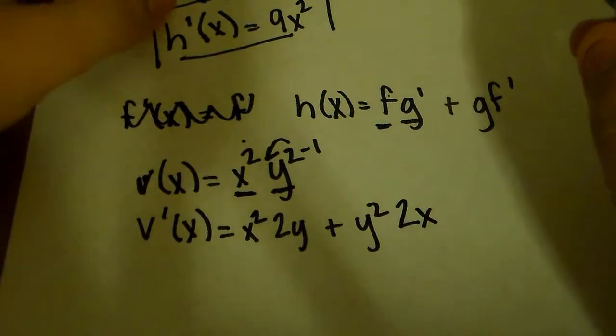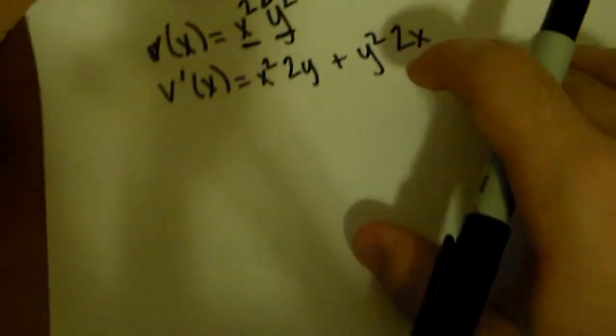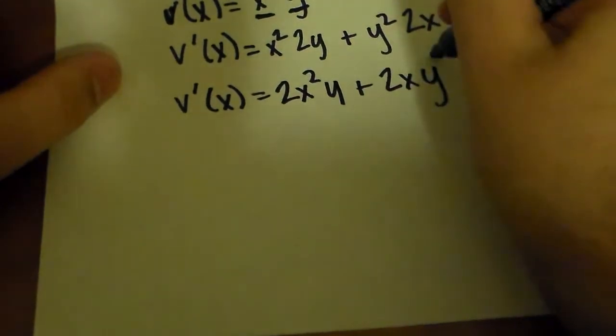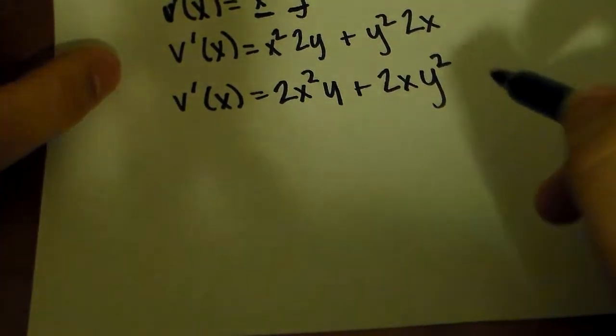Some teachers may want you to write it in this form here. V prime of x equals 2x squared y plus 2xy squared. Alright, that seems pretty easy right there. We're going to go on to another equation with it. Again, this is going to be the product rule.